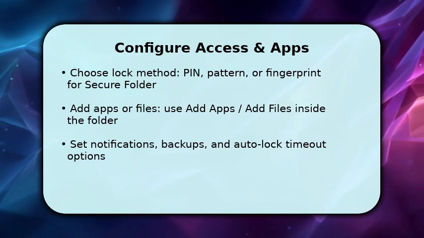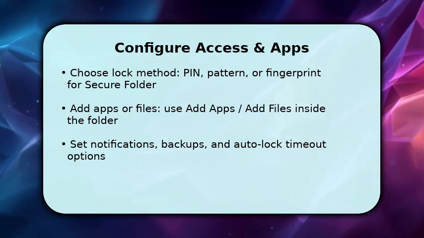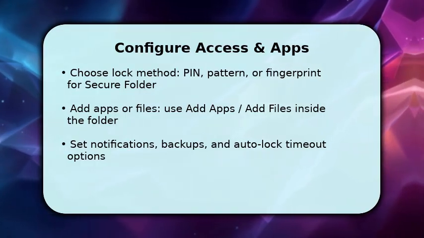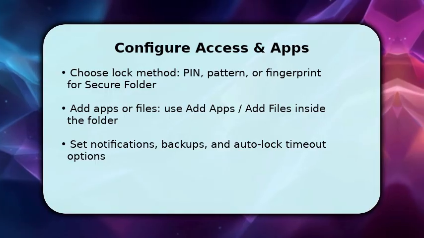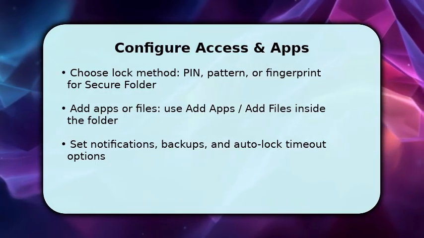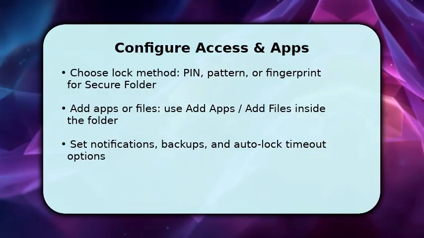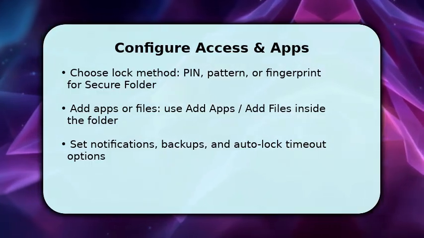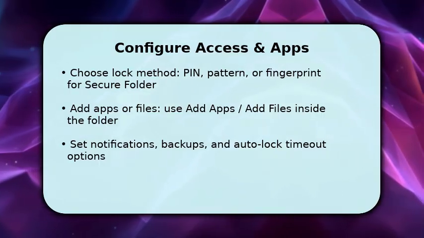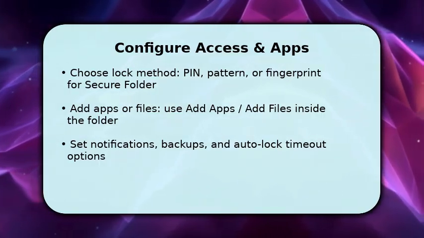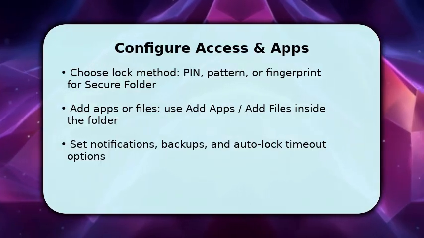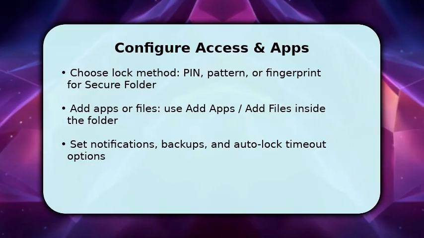You now configure how you access and populate the Secure Folder so it fits your workflow. Choose a lock method, PIN, pattern, or fingerprint, because strong authentication protects the private container. Then add apps or files. Open Secure Folder, tap Add Apps or Add Files, and select what to duplicate or move. This keeps private copies separate from the main profile. Finally, set notification visibility, enable backups if desired, and choose an auto-lock timeout so the folder locks when idle.